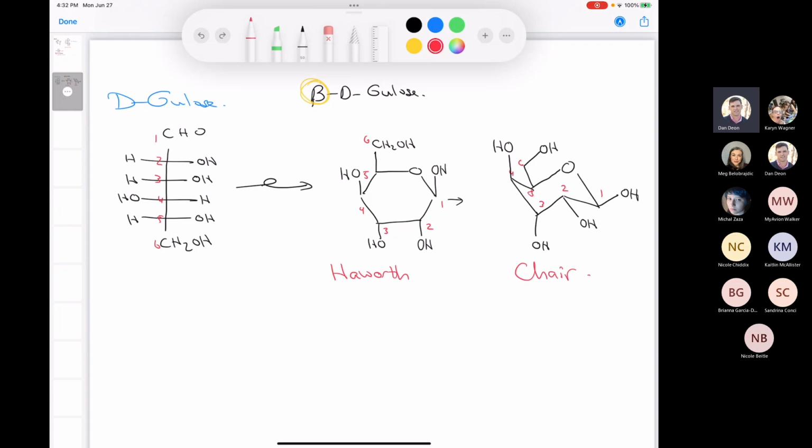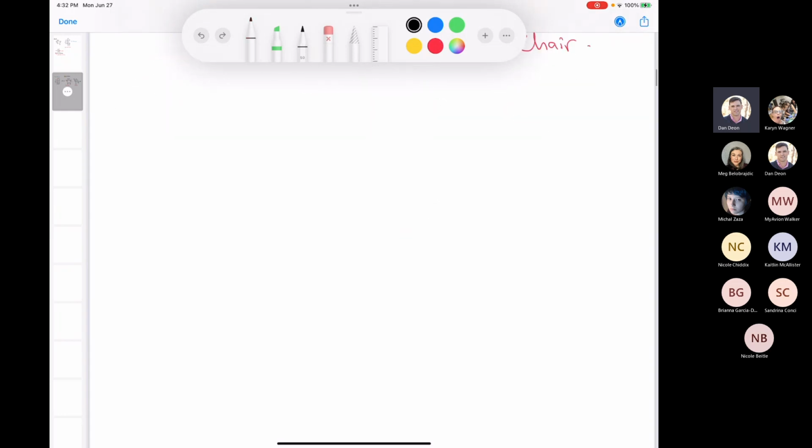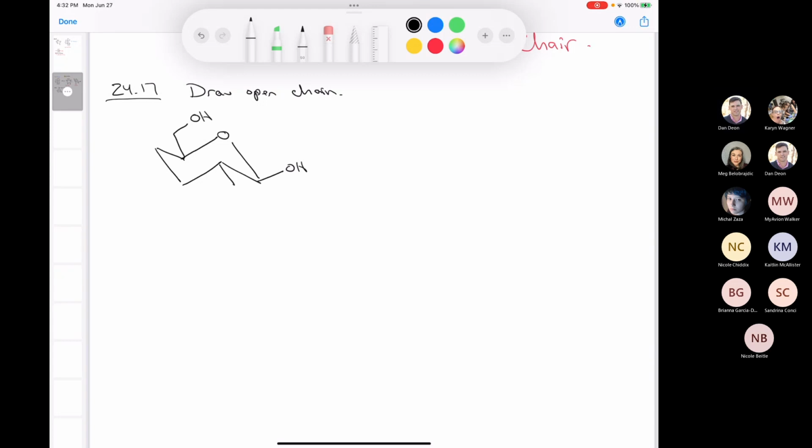Let's try 24.17. Scroll down here to 24.17. And 24.17 is in the same vein as what we just looked at. It says draw the open chain form. Okay, and this is our chair. So I'll draw the chair again as neatly as I possibly can, like that. So we have our hydroxyl going up here. We have this here. We have a hydroxyl here. We have another one going straight down here. And we have one going down here.